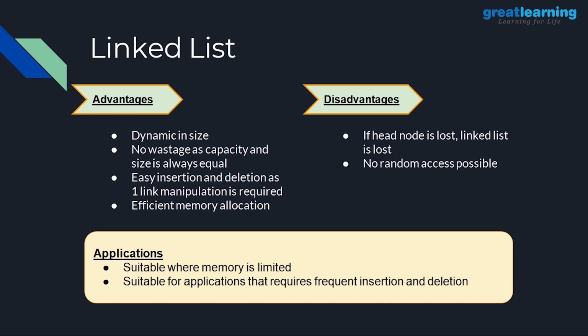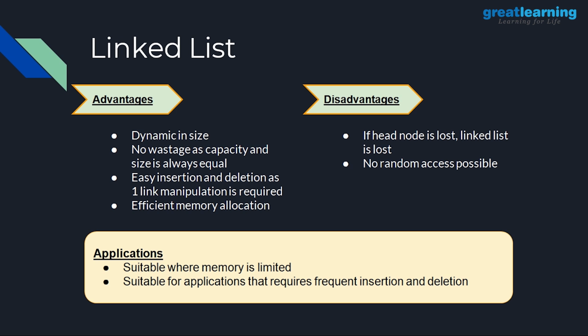Efficient memory allocation, right? If chunks of memory are available here and there, we can easily insert our elements, right? We can still allocate memory to our elements. What are the disadvantages? Head node is key. If it is lost, the linked list is lost. No random access. As explained earlier, we have to traverse.